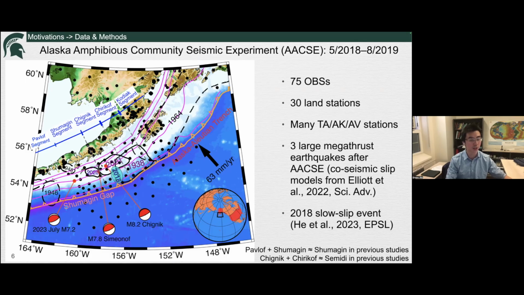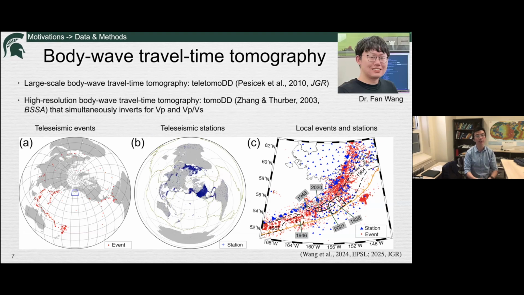All of those are shown by the black dots over here for about 1 year. After those deployments, earthquakes always happen after we finish one deployment. So there were 3 large earthquakes in this region, and those black contours are the rupture areas of these earthquakes. Using this data, we can image what happened before these large earthquakes, or in seismology we call it the interseismic period.